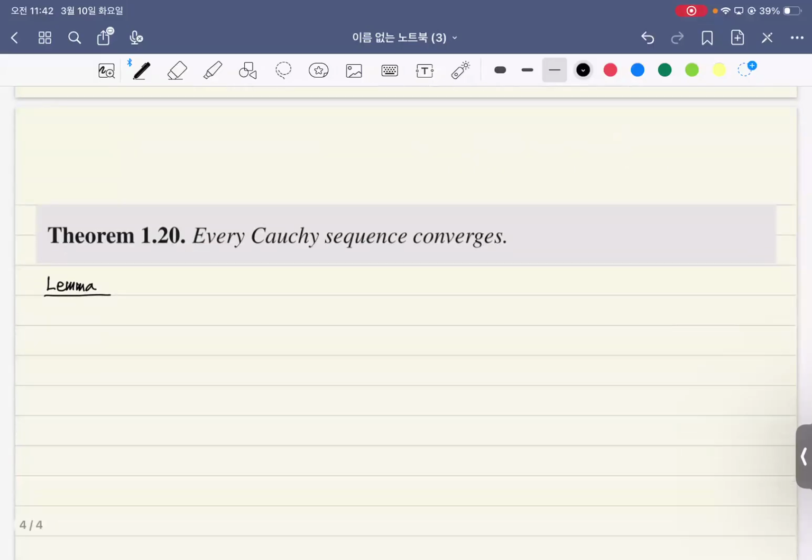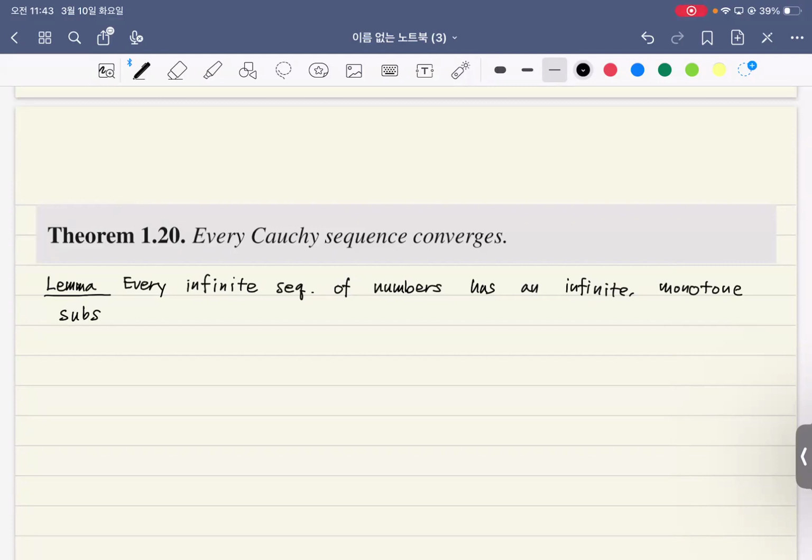And it goes like this. Every infinite sequence of numbers has an infinite monotone subsequence.